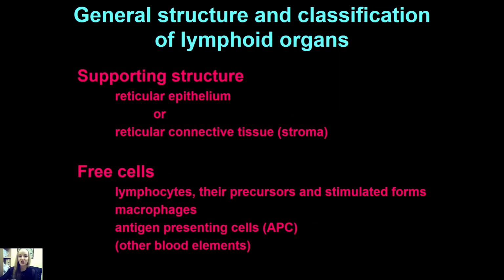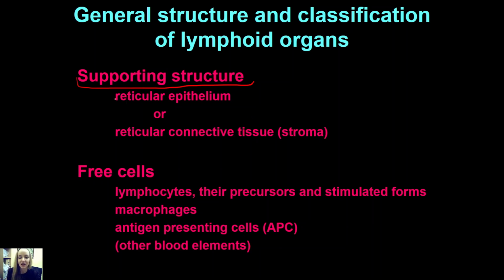So, what's the general structure and classification of lymphoid organs? You know right now that we divide lymphoid organs into central and peripheral ones. There is also a difference in supporting structure here, and you should be able to describe it, because sometimes it really looks similar in the slides, in microscopy. So sometimes you're not able to tell, okay, this is a reticular epithelium and this is a reticular connective tissue. You probably won't be able to do that.